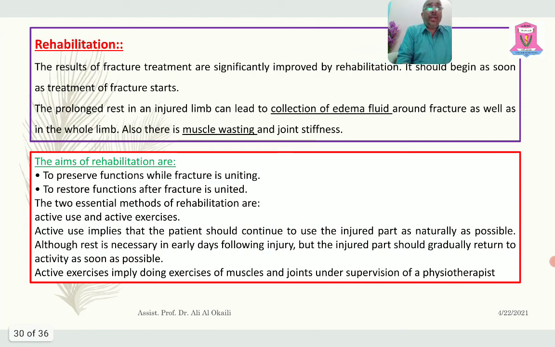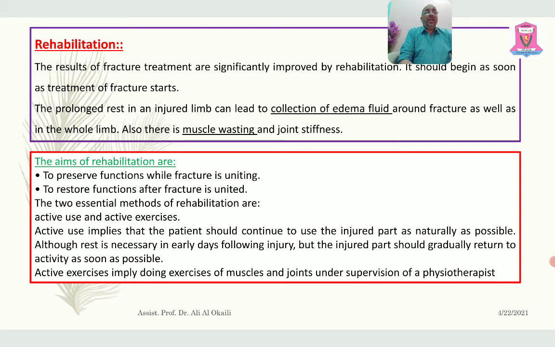The other important point after healing of fracture is rehabilitation. The results of fracture treatment are significantly improved by rehabilitation. It should begin as soon as treatment of fracture starts. Prolonged rest in an injured limb can lead to collection of edema fluid around the fracture site, as well as muscle wasting, atrophy of the muscle. Therefore we must advise the patient to do some simple exercises in order to prevent atrophy of the muscle.